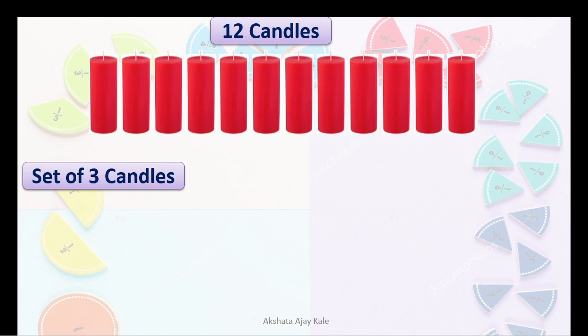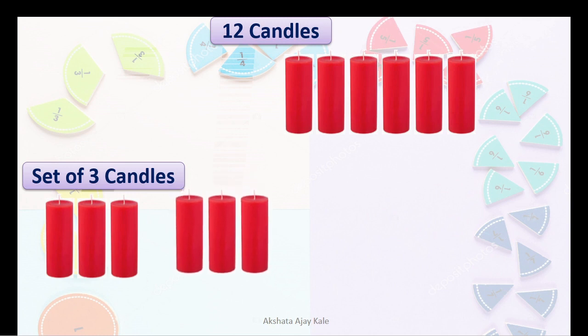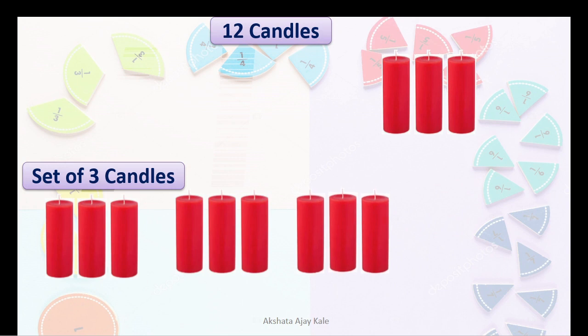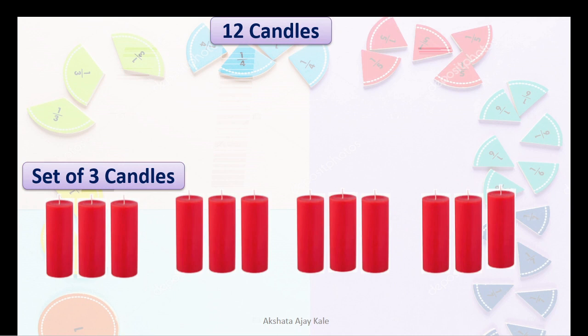You are right. See, this is the first set of 3 candles. This is the second set, correct? Of 3 candles. Third set, right? And this is the fourth set. Very good. Using 12 candles we made sets of 3. How many sets did we get? 4 sets. This is first set, second, third and fourth. We made groups of 3. Got this?